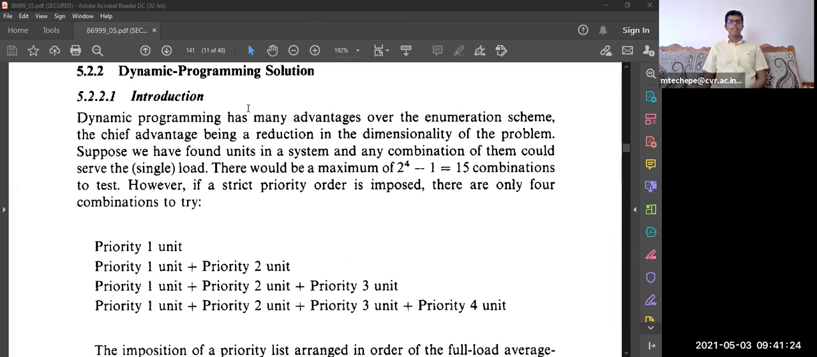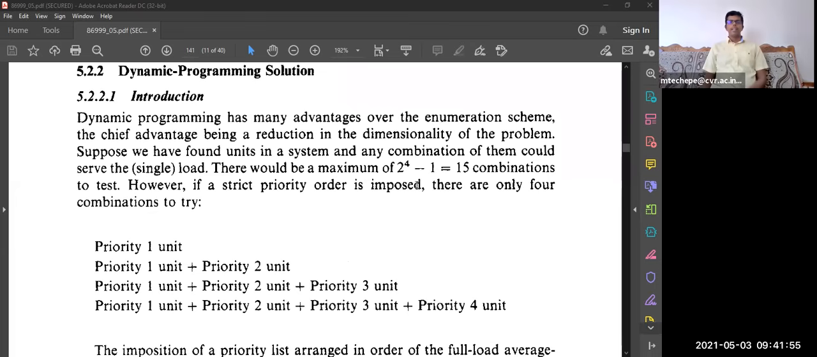The dynamic programming method has many advantages over the enumeration scheme. One of the main advantages is the reduction in the dimensionality of the problem. We are going to reduce the dimensionality of the problem. Suppose we have found units in a system, any combinations of them could serve a single load. There would be a maximum of 2^n minus 1 combinations.